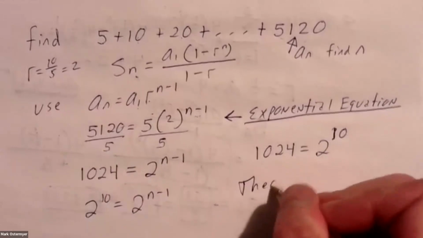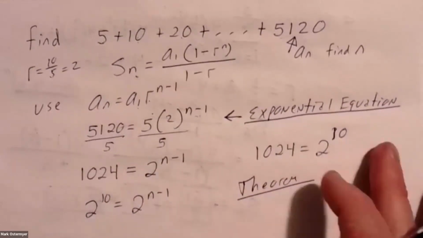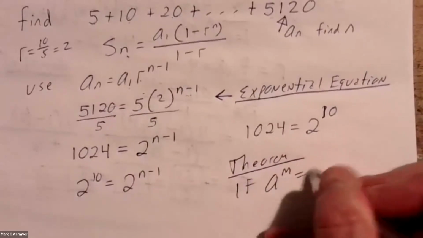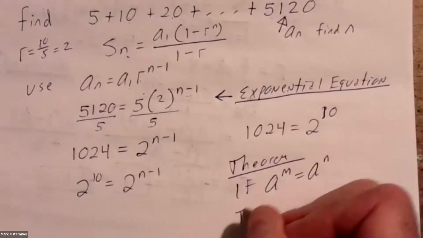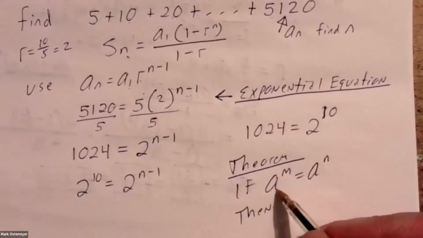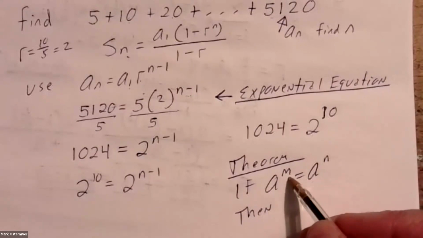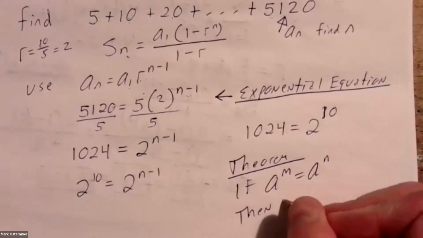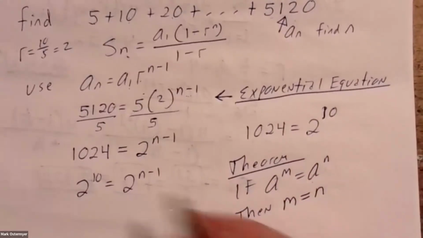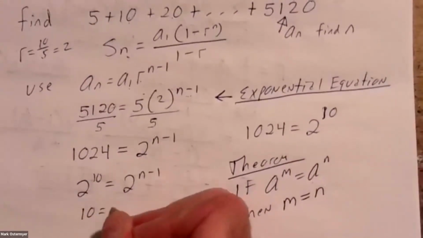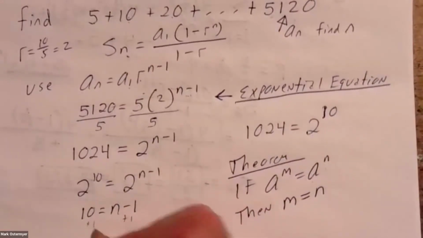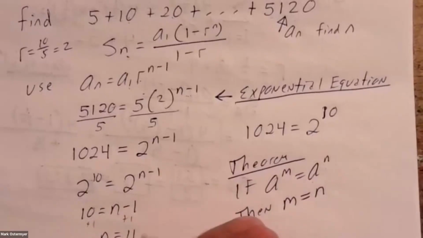There is a theorem, ladies and gentlemen, that we can now use. The theorem is very intuitive. It says this: if a to the mth power is equal to a to the nth power, then what must be true about the exponents? If you have equivalence between like bases, then the exponents have to be what to each other? They have to be equal to each other. So therefore, we set 10 equal to n minus 1, and now we just solve for n. Add 1 to both sides, we get n is equal to 11.